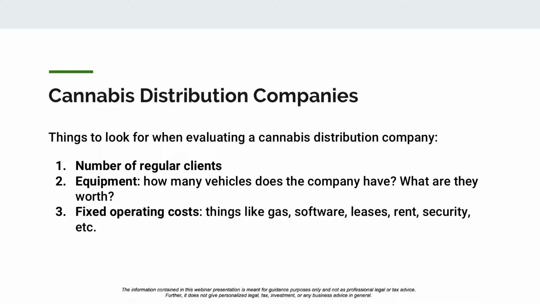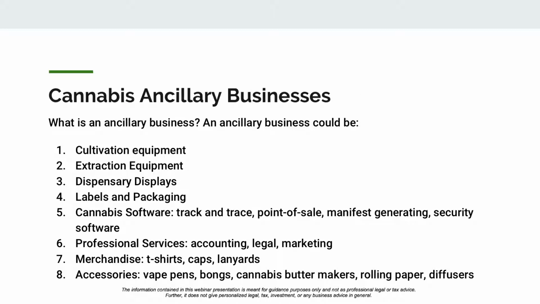So in a lot of ways, those distros are very similar to manufacturing companies. And same thing is cannabis ancillary businesses. There's a lot of different businesses, right? You have cultivation equipment sellers, you're going to have extraction equipment sellers, you're going to have dispensary displays, you're going to have labels and packaging.